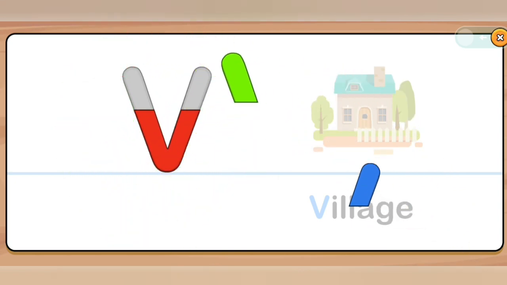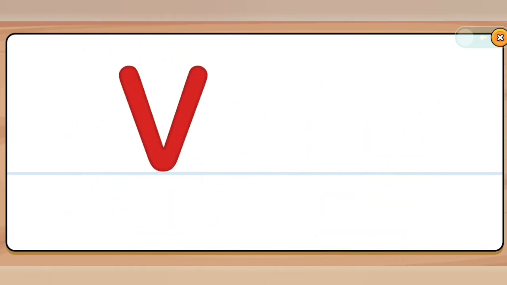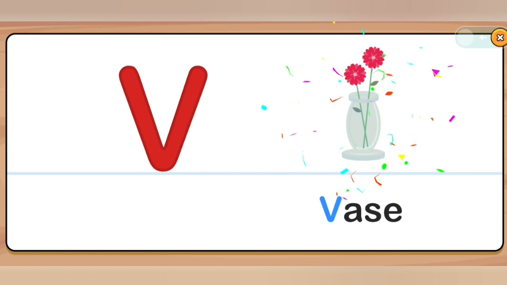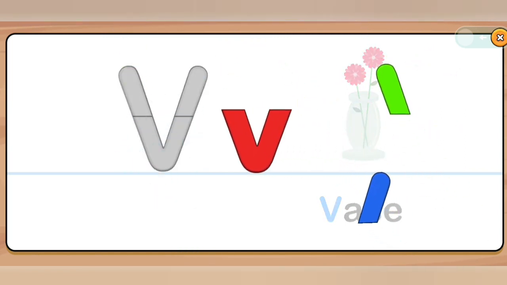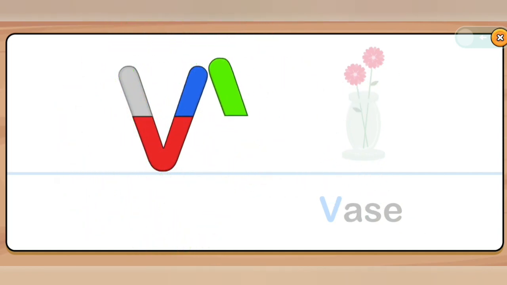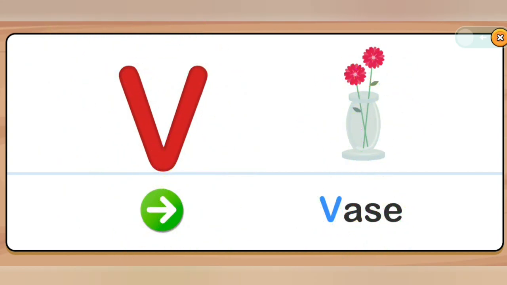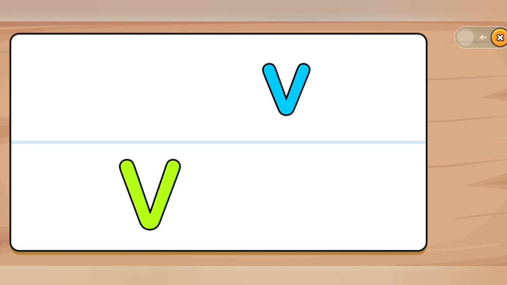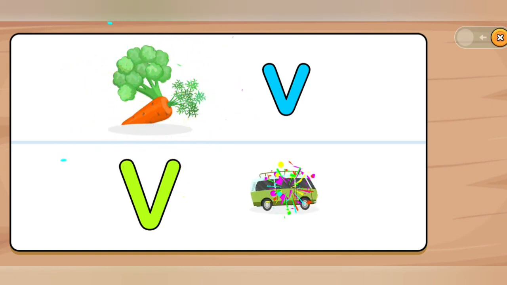Well done. Great. Wow. V is for vase. Smart. Good job. Great. V is for vegetables and for van.